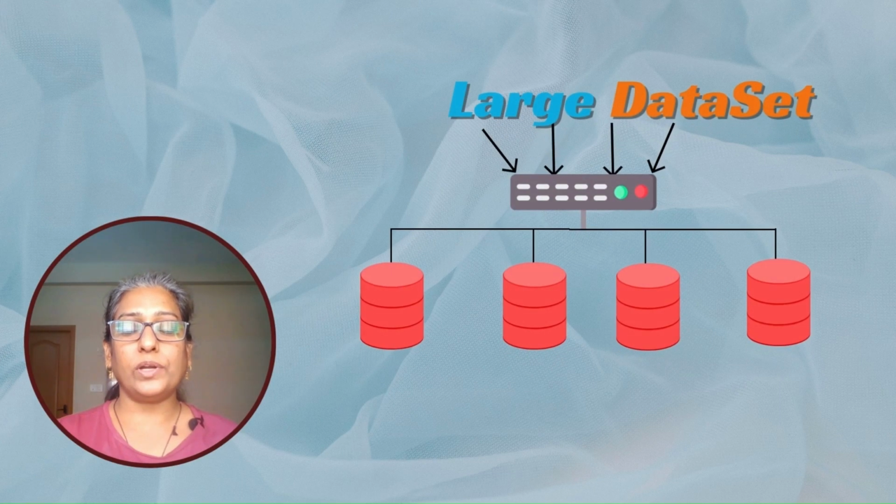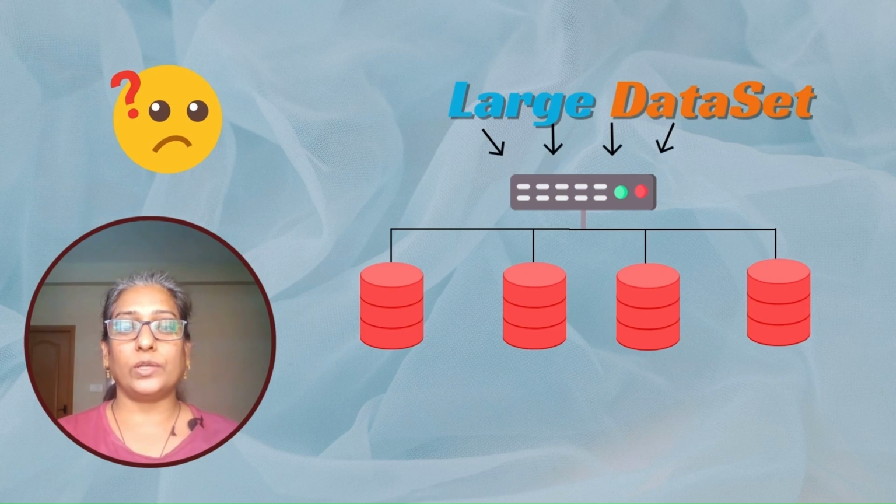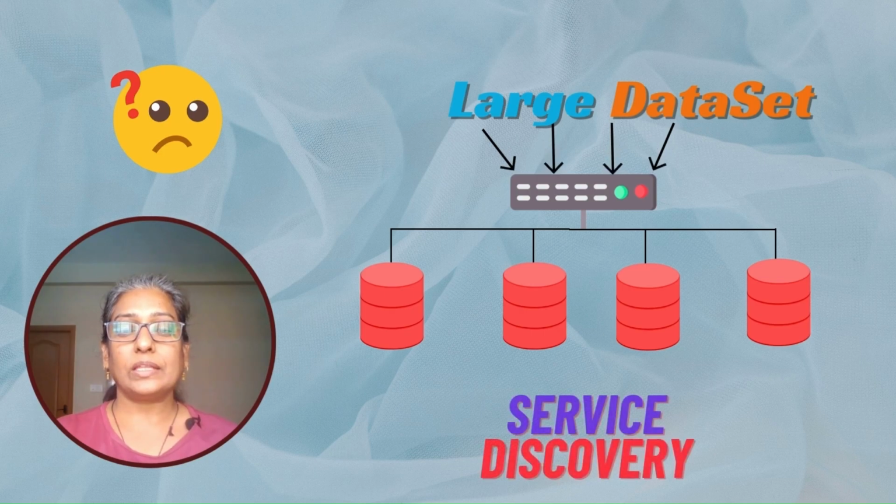We have explored data partitioning, but how does the client find the right node to connect to for a request? Also, the allocation of partitions to nodes varies after rebalancing, which the client is unaware of. So, how does the client find the right node to connect to? This is called service discovery. There are a few methods to handle this.